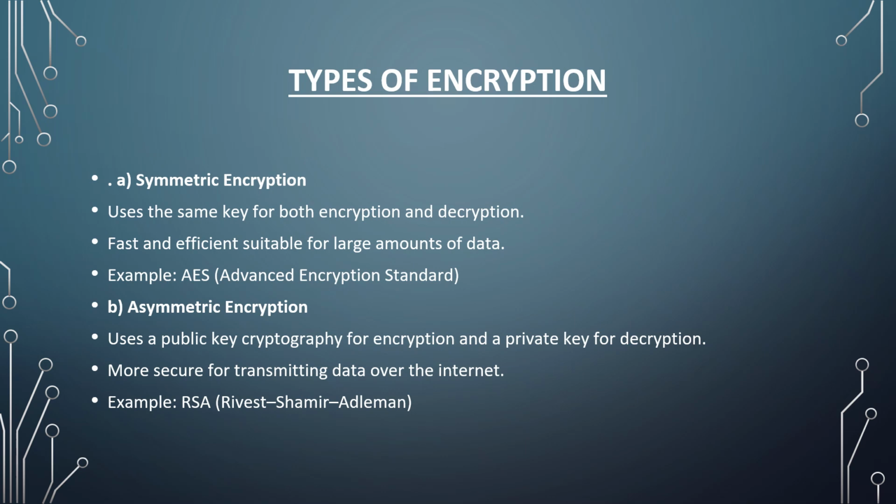The symmetric encryption uses the same key for both encryption and decryption. It is fast and efficient, suitable for large amounts of data. An example is AES, Advanced Encryption Standard. Asymmetric encryption uses a public key cryptography for encryption and a private key for decryption. It is more secure for transmitting data over the internet, for example, RSA, Rivest-Shamir-Adleman.